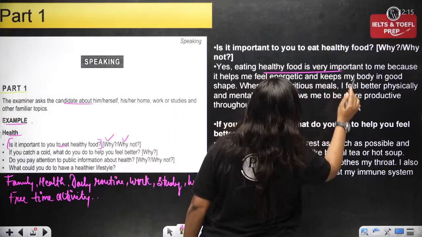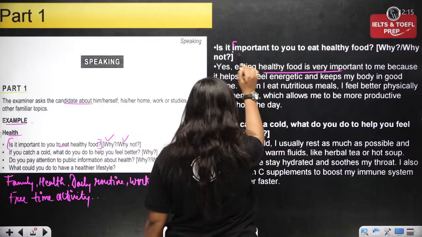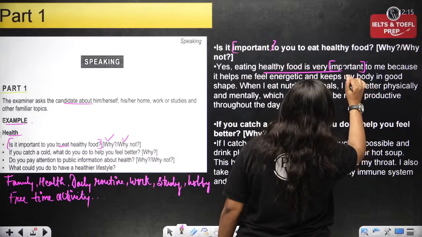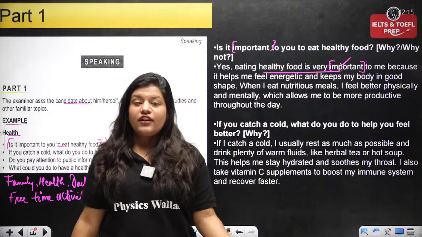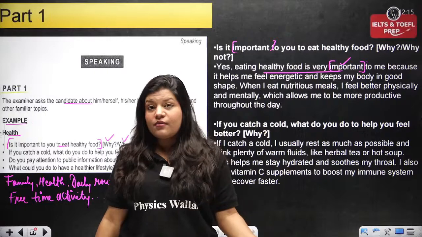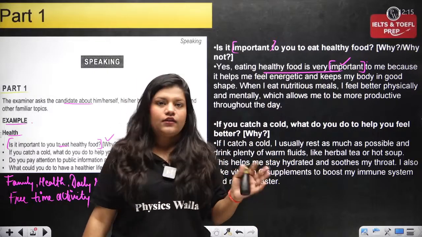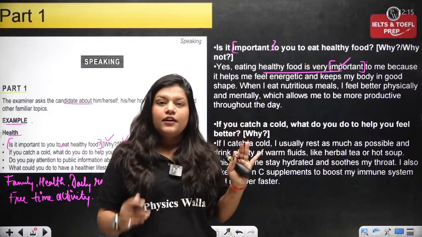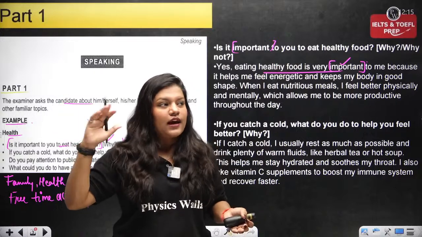Eating healthy food is very important to me. Now यहाँ पे important लिखा है, यहाँ पे भी important लिखा है, and यहाँ पे भी important आप लिख रहे हो. तो make sure, try to paraphrase it. You can write significant, crucial, key, paramount, and a lot of words that are there. At least 3 to 4 तो याद होने ही चाहिए. Maximum as much as you can, it's totally your take.